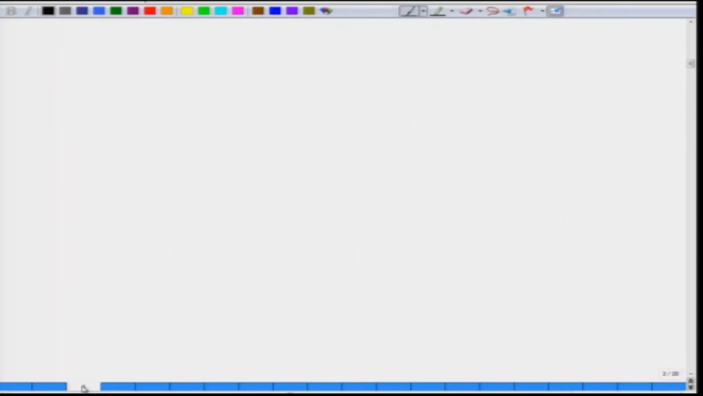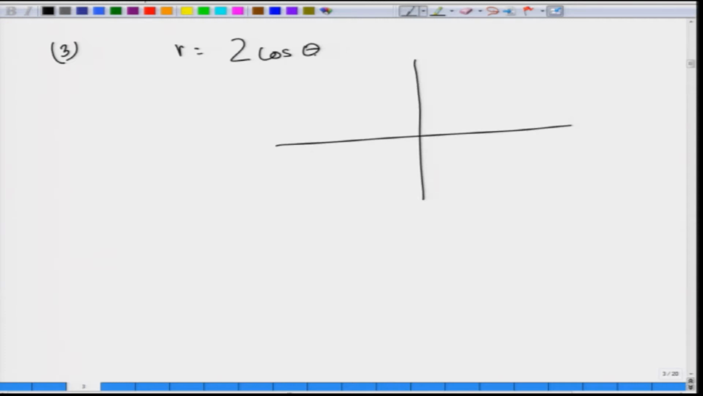Now, let us take a little more non-trivial case. r is equal to 2 cos theta. Let us try to see what it is. When theta equal to 0, r is going to be 2. This is the point 2, 0. Now, let us take theta equal to pi by 2. Then this is 0 0, because cos pi by 2 is 0, so r equal to 0.